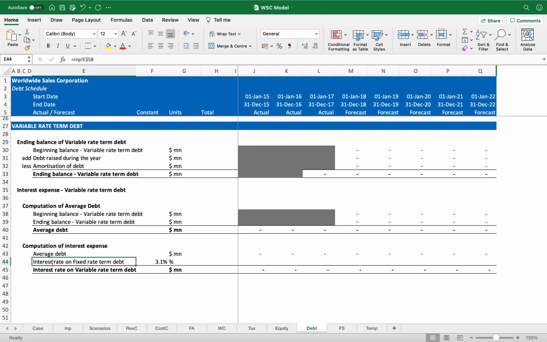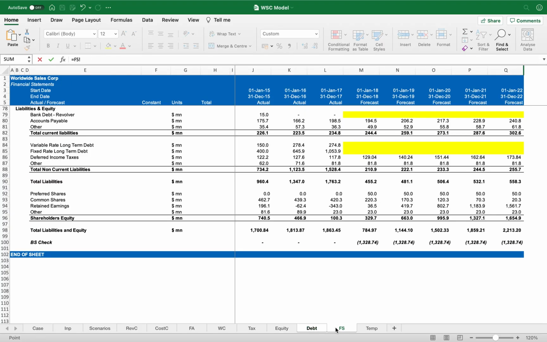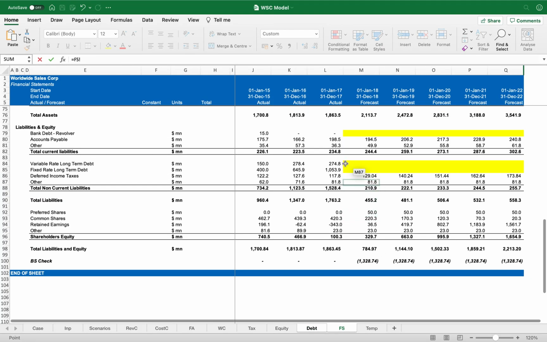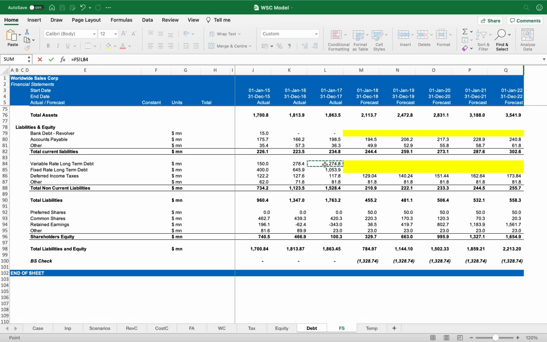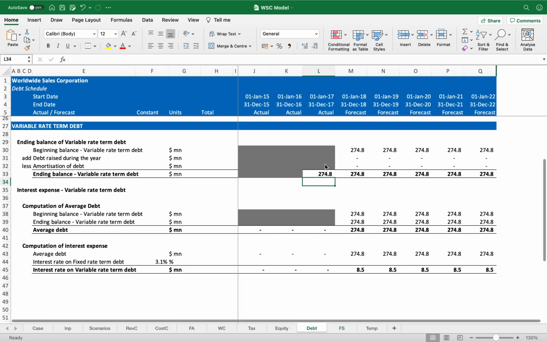It will change on the things where you have a manual input. If you have linked something from the input sheet, that you have to change manually, like the interest rate, we'll come back to it. So the beginning balance, the ending balance of variable rate term debt as on 2017, do we have this figure? Yes, we do have this figure in the balance sheet. So let's go to the balance sheet and link variable rate long term debt, 274.8.